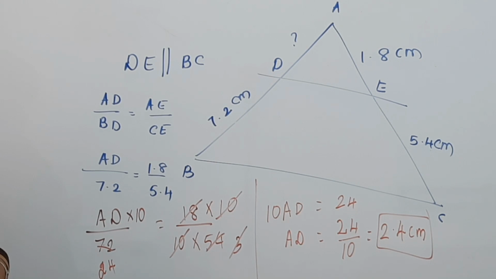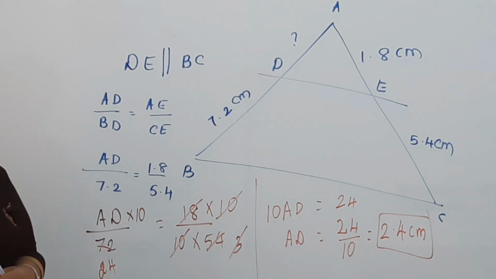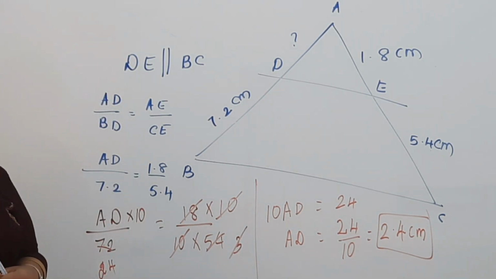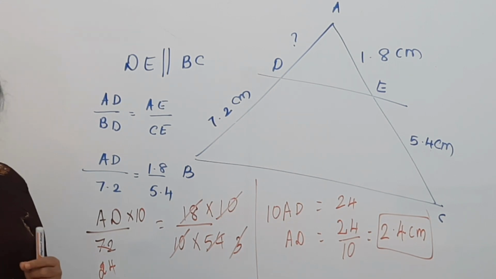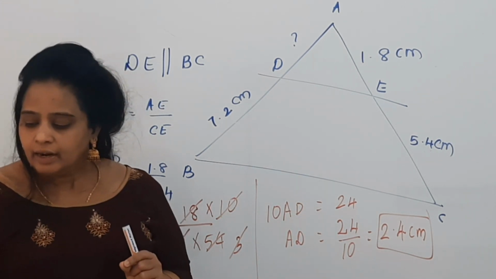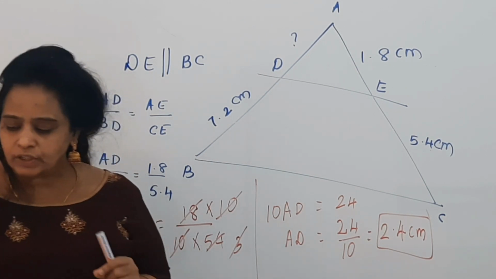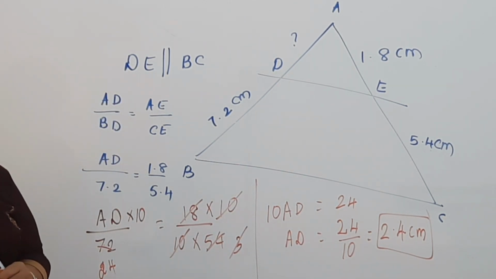You can look at the question. E and F are the points on the sides PQ and PR respectively of triangle PQR. Find each of the following cases and state whether EF is parallel to QR. So there is no diagram given here and we have to draw the diagram. So we'll go for drawing the diagram.